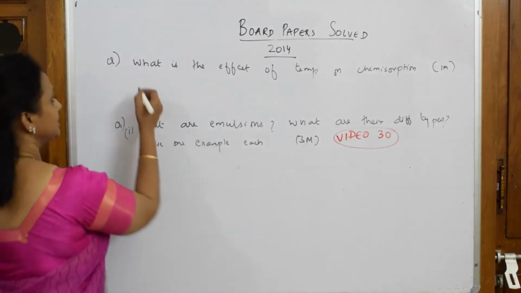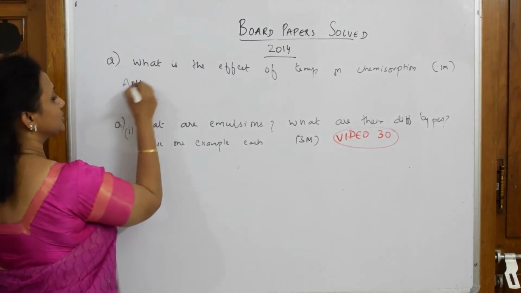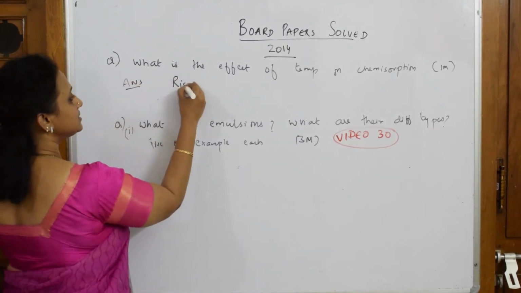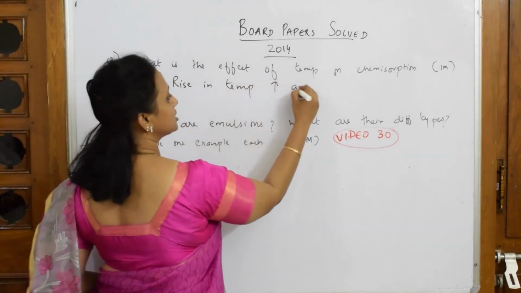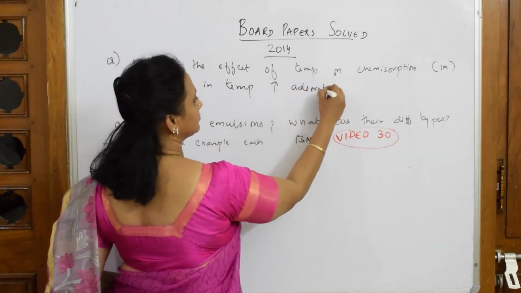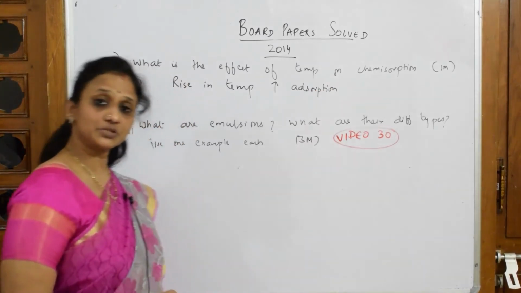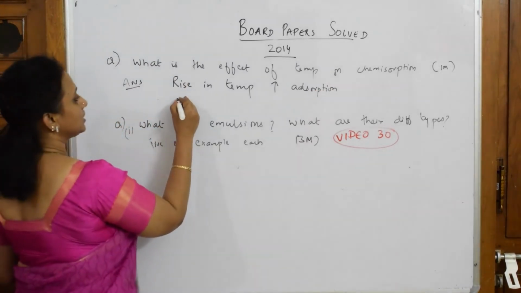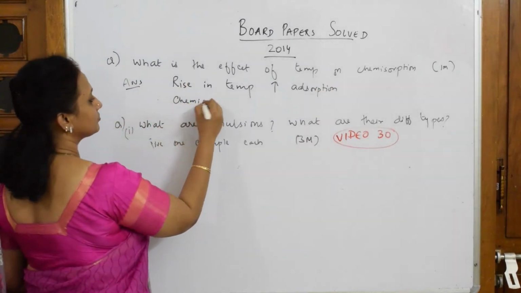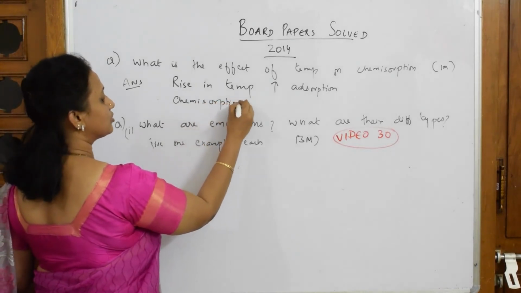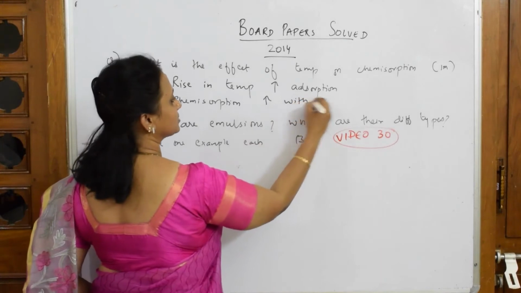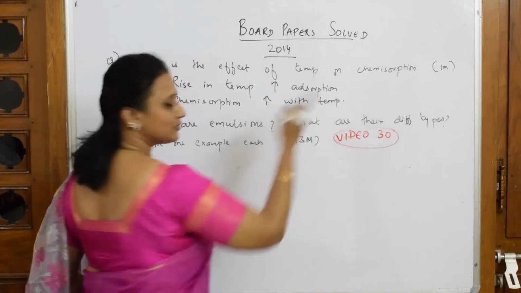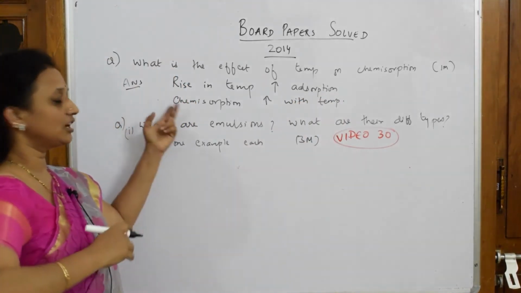So let us write the answer. How should I write? A rise in temperature increases adsorption. Done. So what about chemisorption? As I said, chemisorption is the formation of chemical bonds. So chemisorption increases with temperature. That's it. Simple. Two lines, because it is only for 1 mark. Half mark for this, half mark for this.